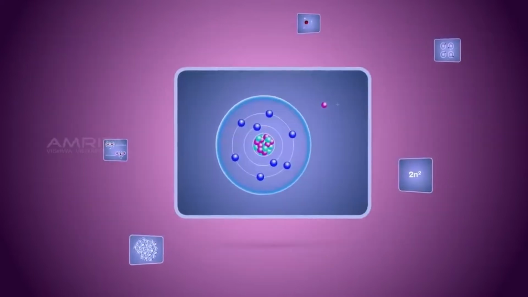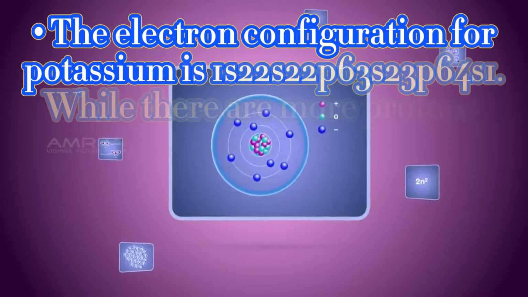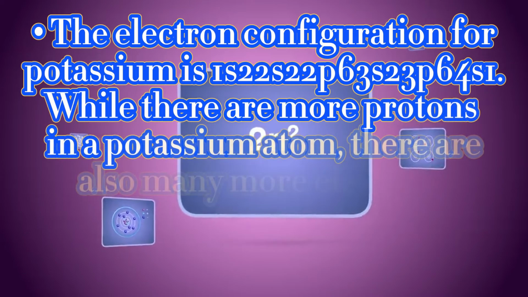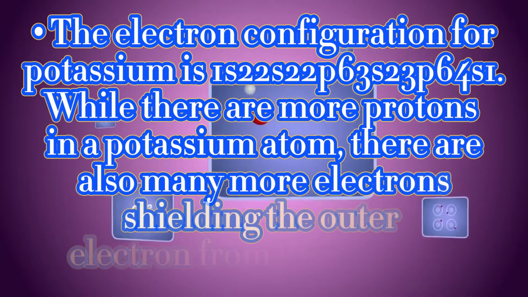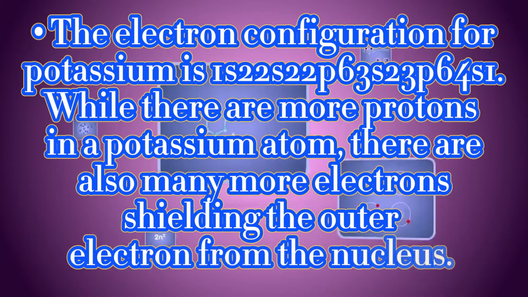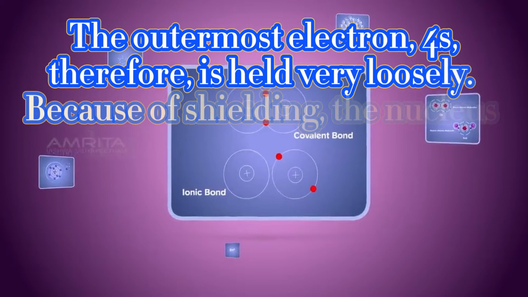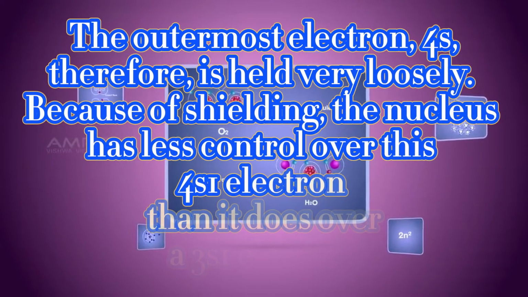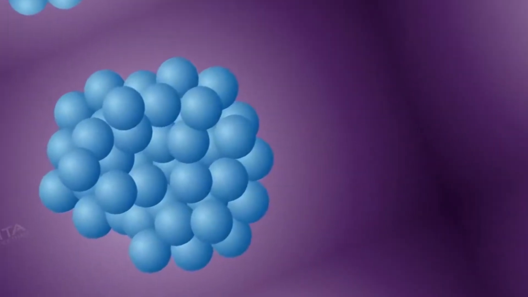The electron configuration for potassium is 1s2, 2s2, 2p6, 3s2, 3p6, 4s1. While there are more protons in the potassium atom, there are also many more electrons shielding the outer electron from the nucleus. The outermost 4s1 electron therefore is held very loosely. Because of shielding, the nucleus has less control over this 4s1 electron than it does over the 3s1 electron.